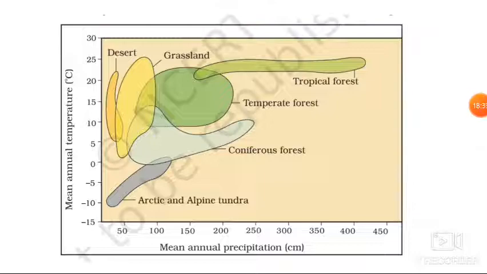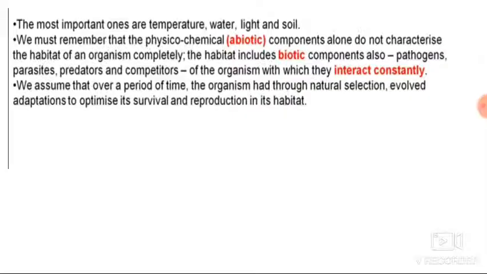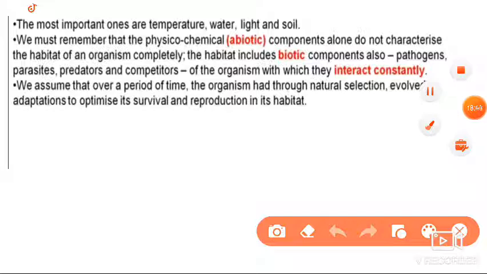moving to the next slide, some abiotic factors are present here. In your environment, this interaction between the organisms and abiotic factors occurs, and among those the most important ones are temperature, water, light and soil.